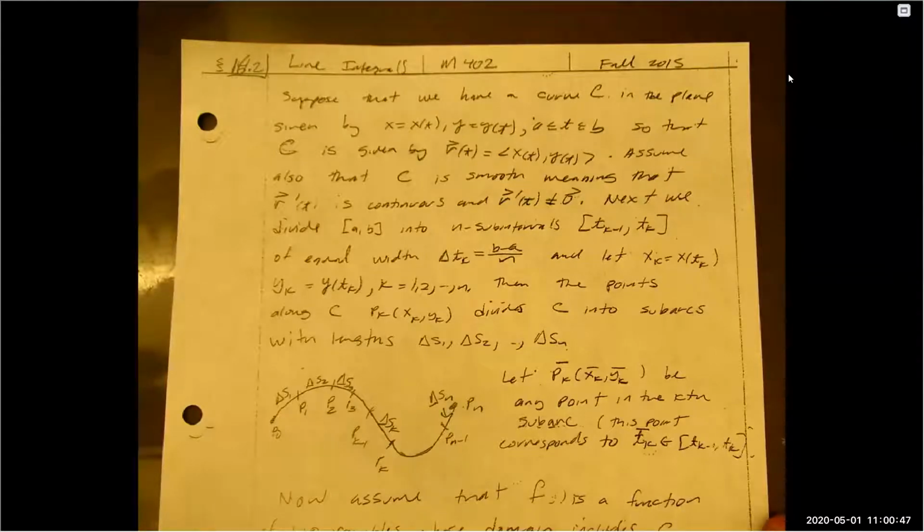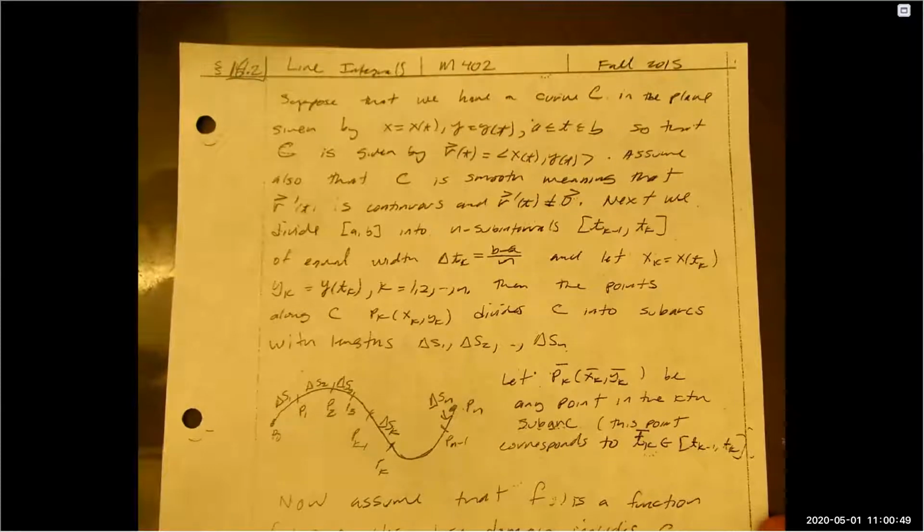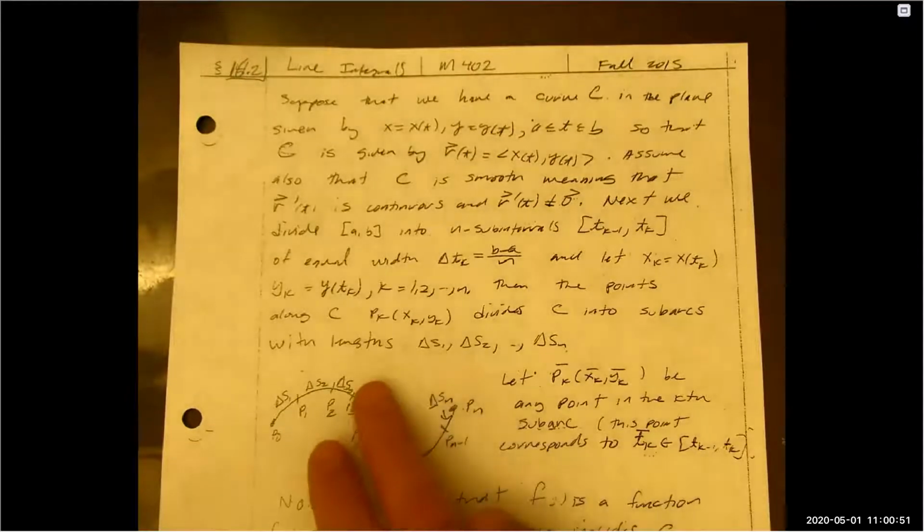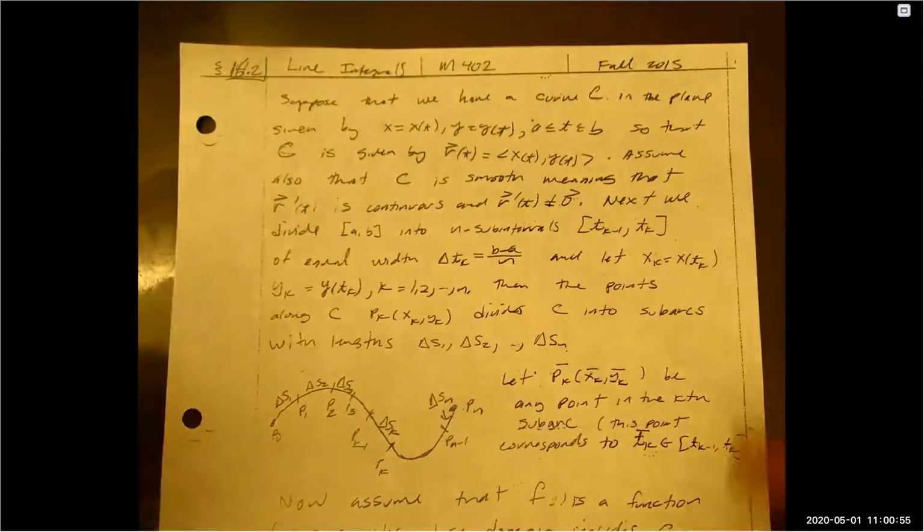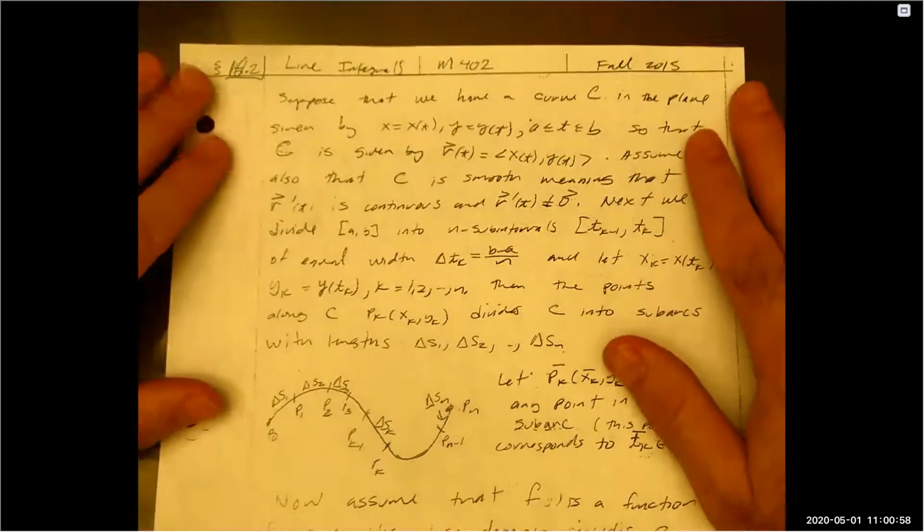Okay, so today we're going to get started with line integrals. And so we're going to have the definition of the basic line integral here. And that's what we're going to talk about right at the beginning here.